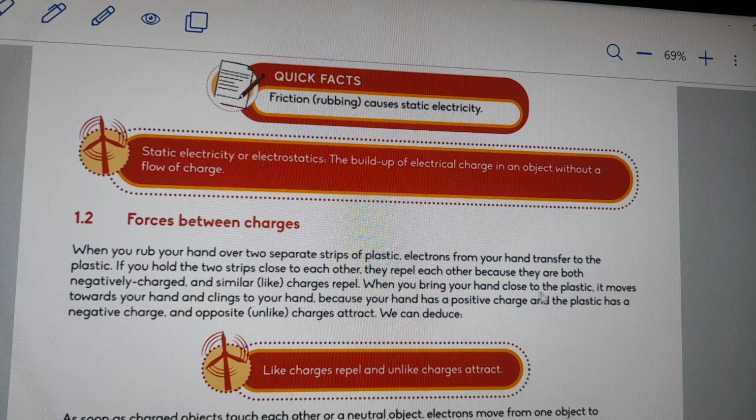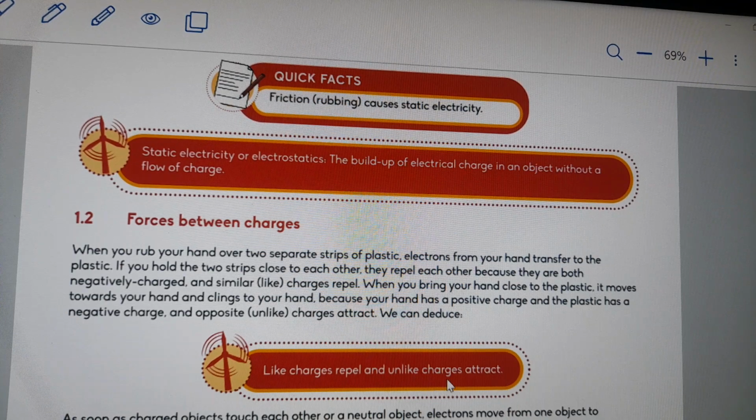When you bring your hand close to the plastic, it moves towards your hand and clings to it, because your hand has a positive charge and the plastic has a negative charge, and opposite charges attract. Now we can deduce this and say like charges repel each other. So if the materials have the same charge, if they are both negative, they repel, they push each other. If they are both positive or both negative, they will push each other.